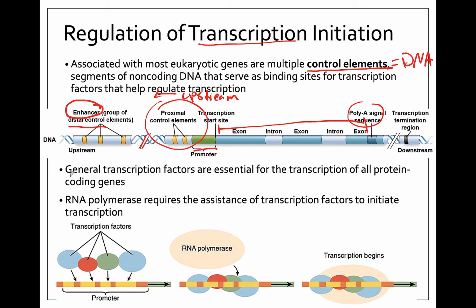All genes are going to need transcription factors in order for that protein to get made. So RNA polymerase cannot start at a promoter without the assistance of transcription factors. So what we're going to do is we're going to see how these control elements activate transcription factors. And that's how we know when to turn a gene on and when to turn a gene off.